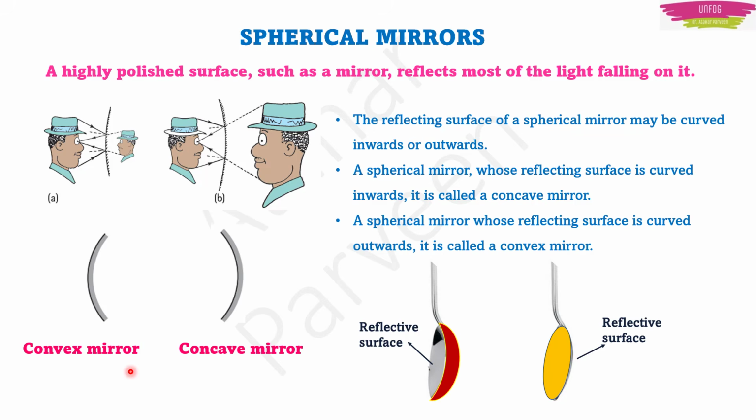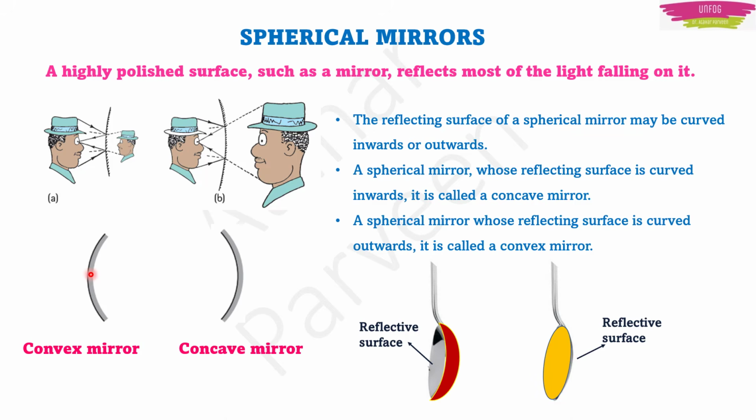So the simple thing you have to remember is that wherever the polished surface is where light does not fall, that is not a reflective surface. The other part is the reflective surface. The spoon is the best example, I think.